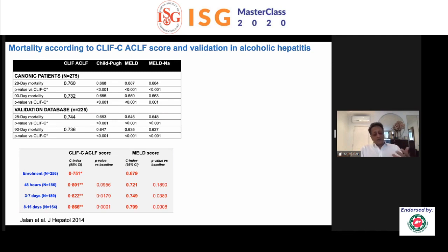So again, all the scores improve. Here you can see the MELD score improves as well. But the point is that it does not improve as much as the CLIF ACLF score.